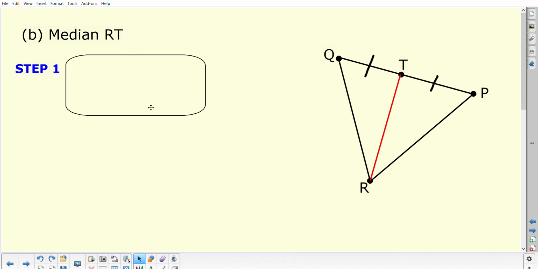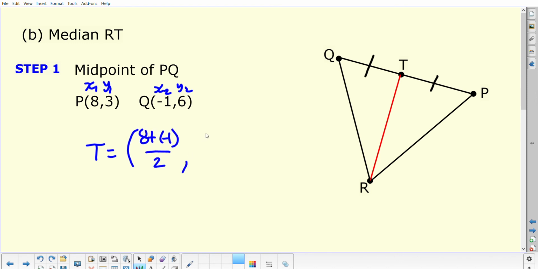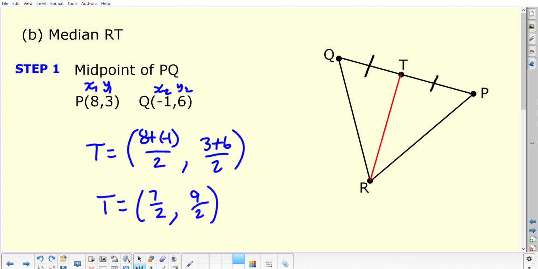So starting with this, the first thing we need to be able to do is work out the midpoint. And when we're doing the midpoint, again, the little formula and marking in that this is x1, y1, x2, y2, and your midpoint, so the coordinates of that point T that we're looking for, you are adding together, so 8 plus -1, all over 2, and 3 add 6 over 2. So actually what happens is we get fractions here. So we've got 7 over 2 and 9 over 2.